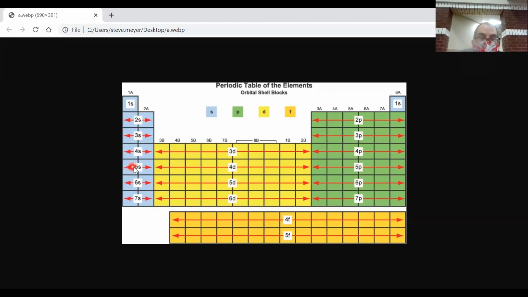Energy level 5, 5s2, 4d10, 5p6. And then the 6th one is 6s2, and you got to sneak this in up here, 4f14, 5d10, and 6p6. And the last one is 7s2, 5f14, 6d10, and 7p6.